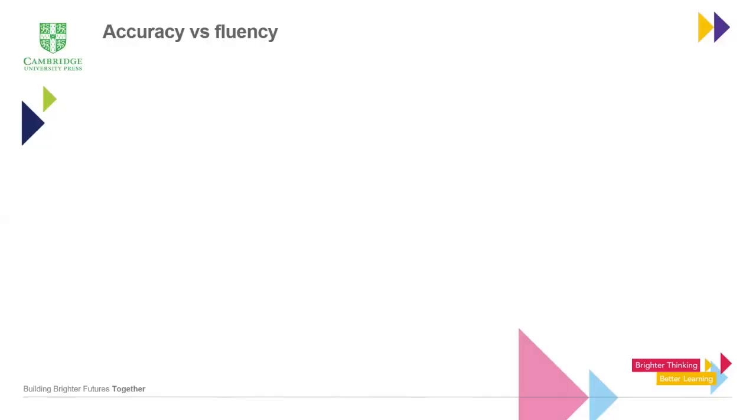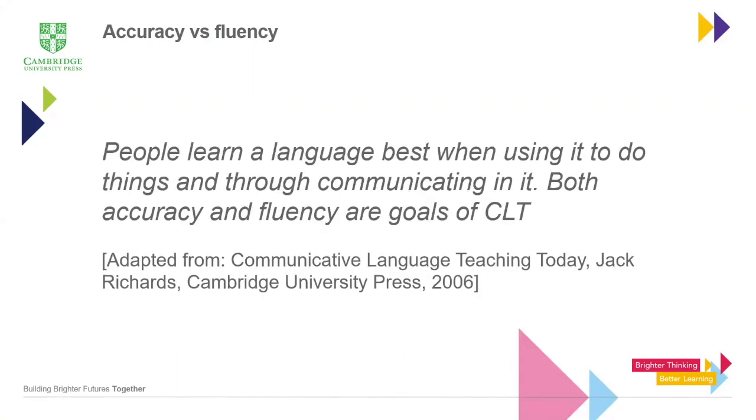And going back to Jack Richards, in a very famous paper that Jack Richards wrote called Communicative Language Teaching Today, Jack Richards said this, that people learn a language best when using it to do things and through communicating in it. So just look at that first bit again. People learn a language best when using it to do things and through communicating in it. Both accuracy and fluency, therefore, are goals of CLT, Communicative Language Teaching. That's really important, isn't it?